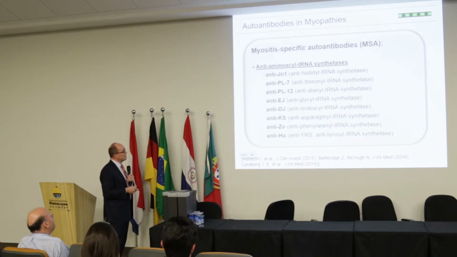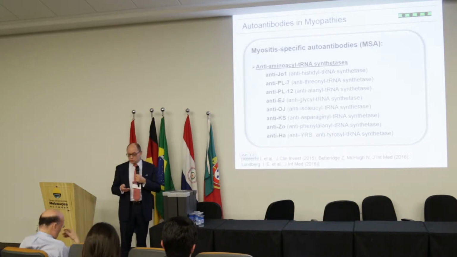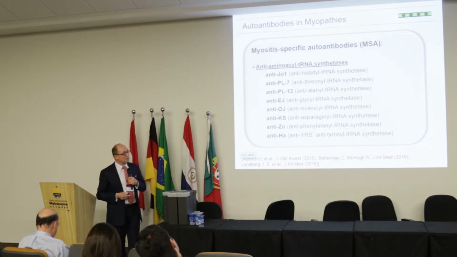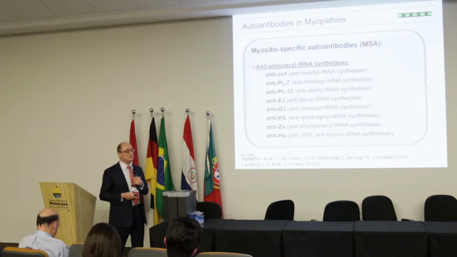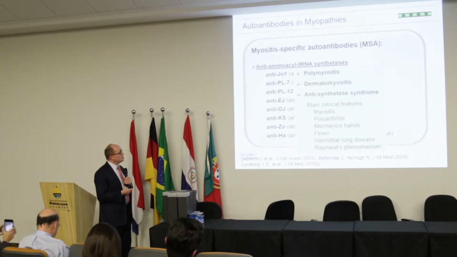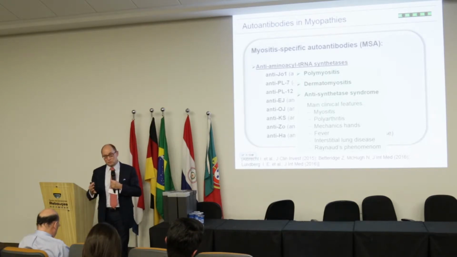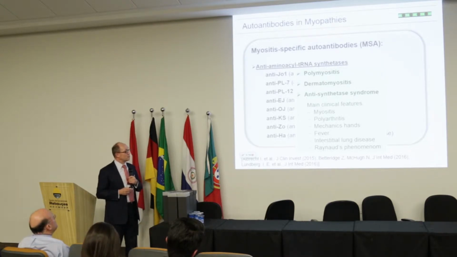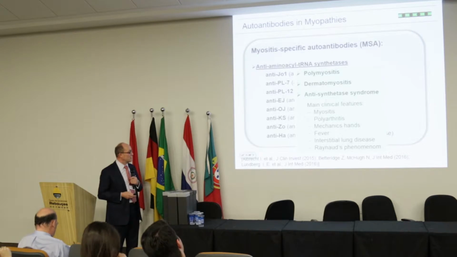This is the group of the anti-aminoacyl tRNA synthetases. Up to now, we know 8 different enzymes listed here, and the function of these enzymes is to link a particular amino acid to the corresponding tRNA. These autoantibodies are found in polymyositis, dermatomyositis, and also a special subgroup often called antisynthetase syndrome. The main clinical features of that syndrome are myositis, polyarthritis, mechanic hands, fever, interstitial lung disease, and Raynaud's phenomenon.